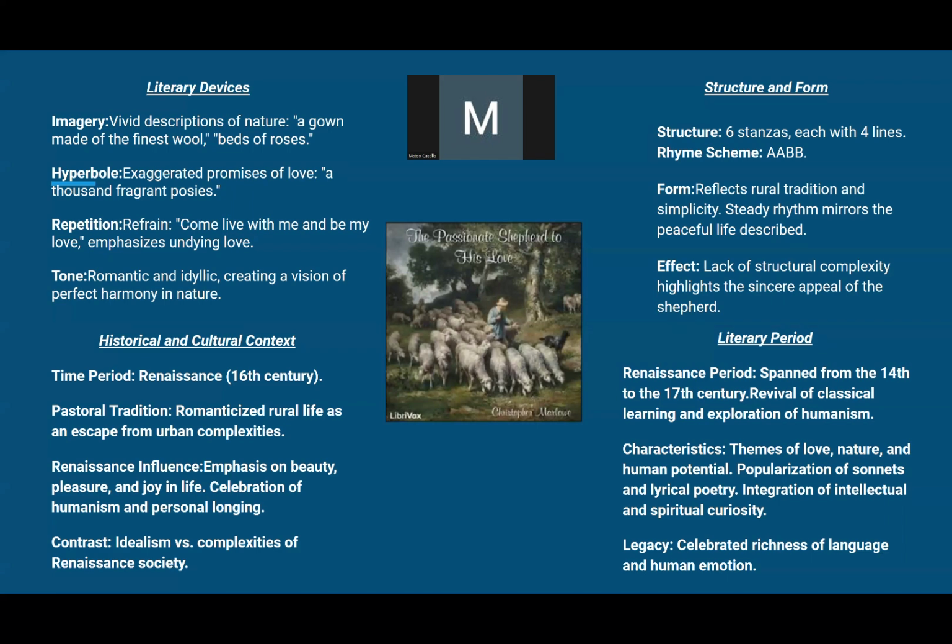The literary period. The Renaissance era spanned from the 14th to the 17th century, with a revival of classical learning and exploration of humanism. Themes of love, nature, and human potential were explored. Popularization of sonnets and lyrical poetry were very prominent during this period, and integration of intellectual and spiritual curiosity as well.